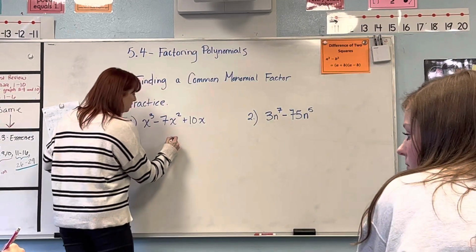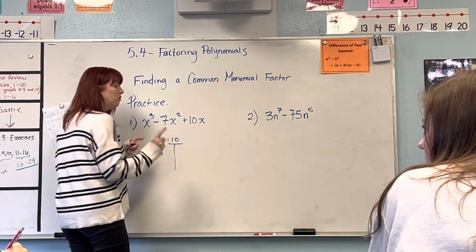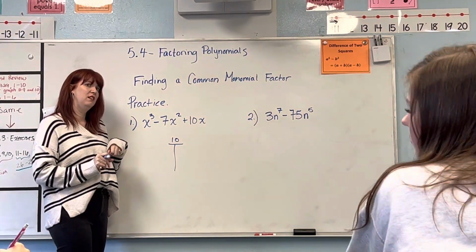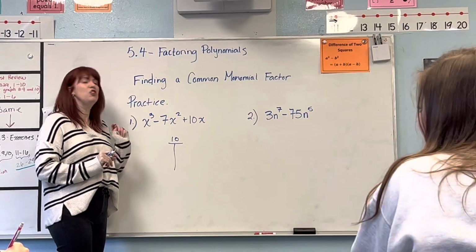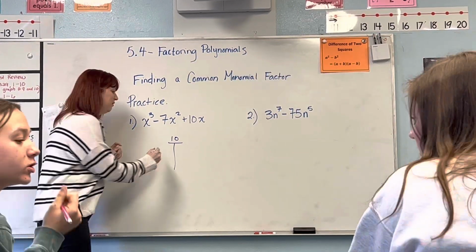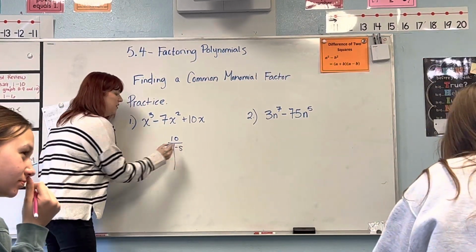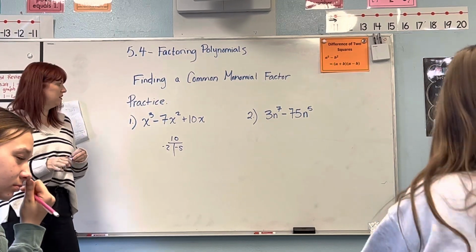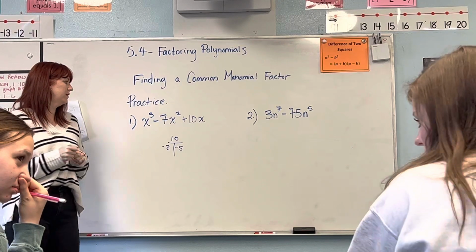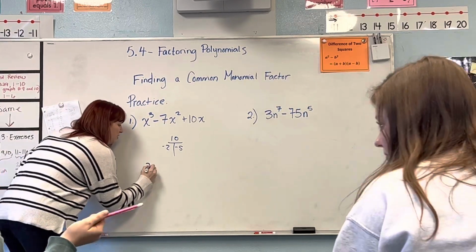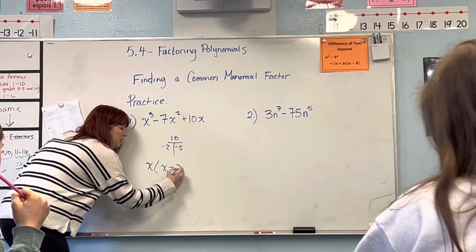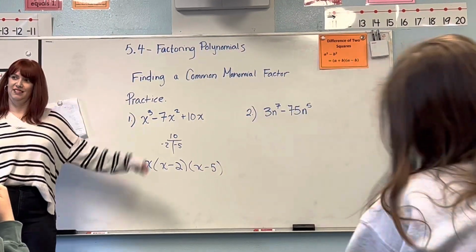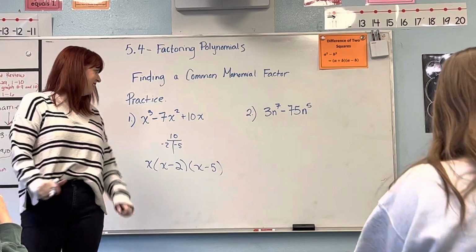Multiples of 10 that multiply to get 10 but add to get negative 7. Negative 5 and negative 2. So they both have to be negative, right? Negative 2 and negative 5. x minus 5, x minus 2. Miss Brown, is this right? I'll put the answer for the C. You gotta add it up. Square. Okay, I did that.